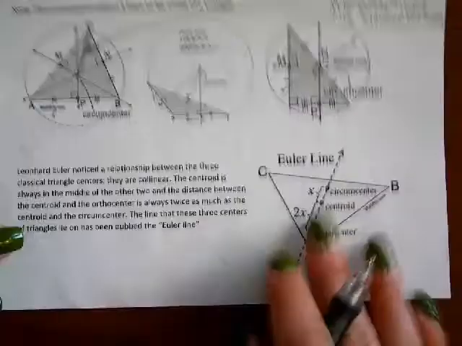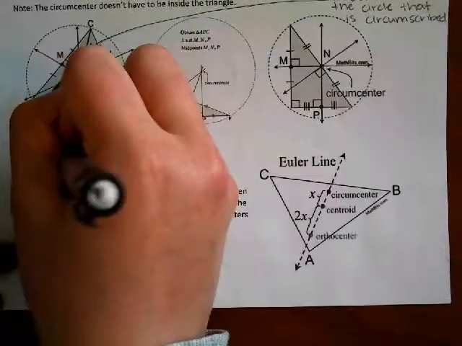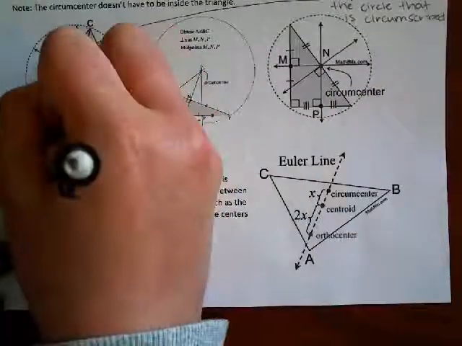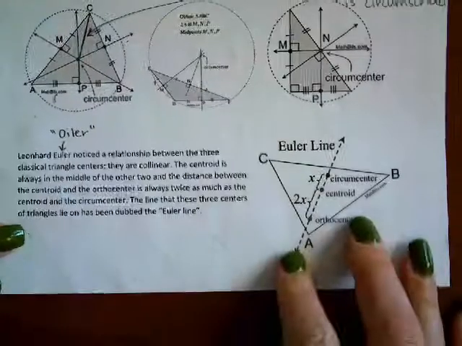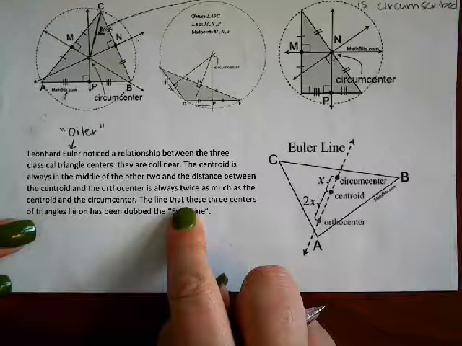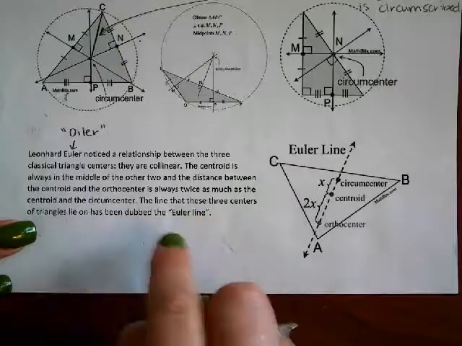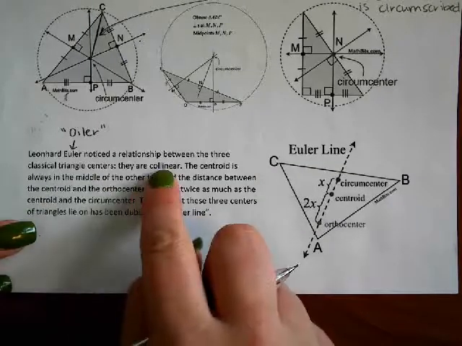All right, Leonhard Euler. I know it looks like Euler, but that's not how you pronounce it. You pronounce it Euler. He's a mathematician. He noticed a relationship between the three classical triangle centers. Those are the three that we've just studied. They are collinear. That means they're in a straight line.